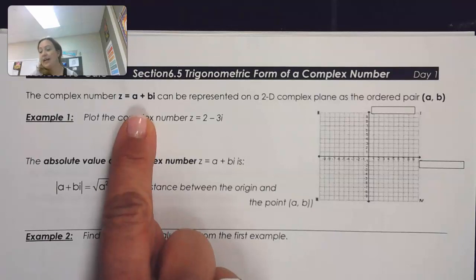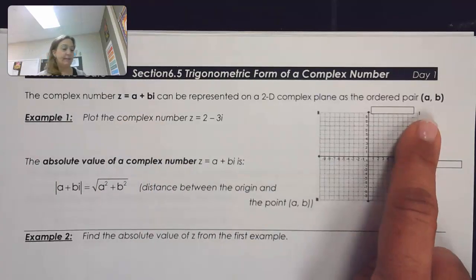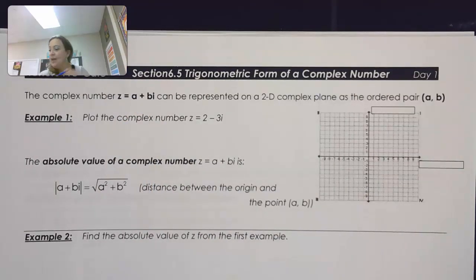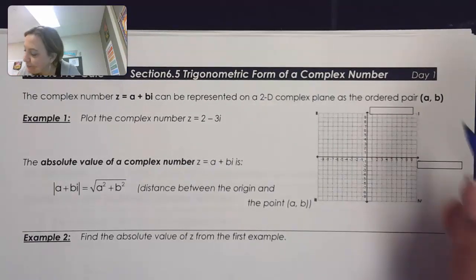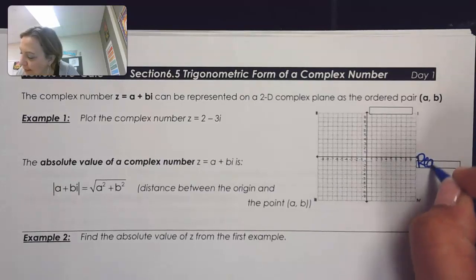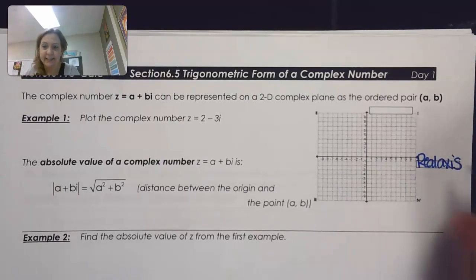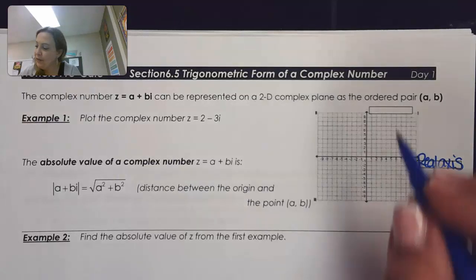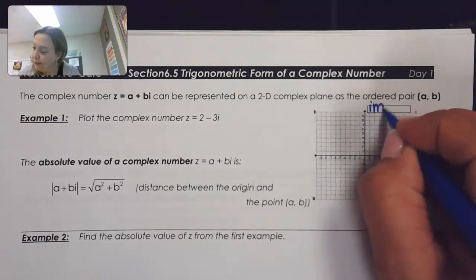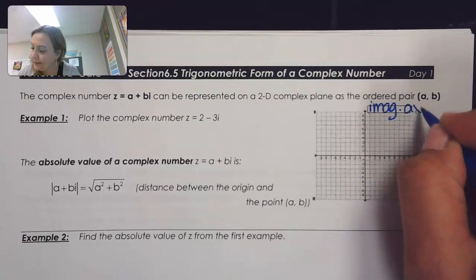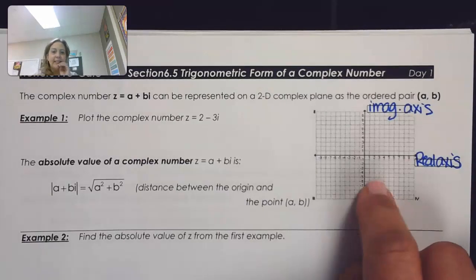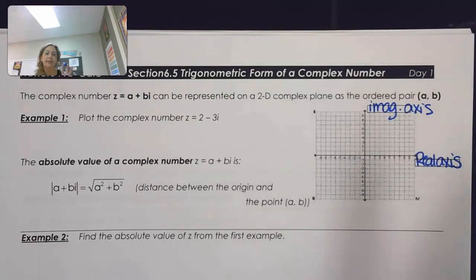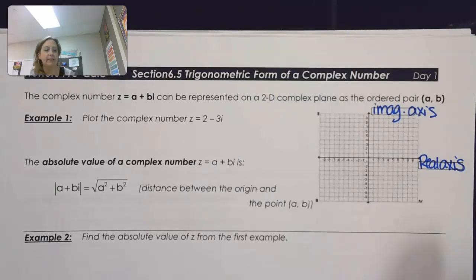It can be represented on a 2D complex plane as a specific ordered pair, (a, b). We use what we are familiar with as an axis, but our x-axis represents the real axis, and the y-axis is going to be our imaginary axis. The Cartesian plane, the xy coordinate system, is what we usually use, but this is considered the complex plane.